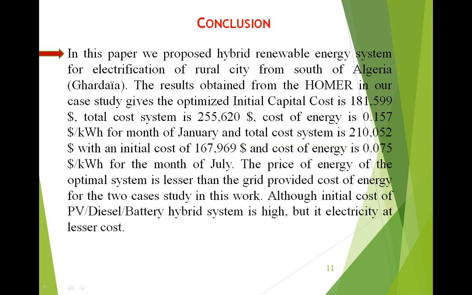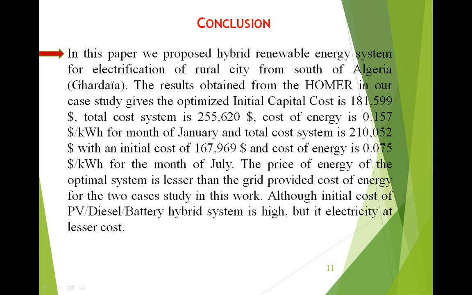In this paper, we proposed a hybrid renewable energy system for electrification of a rural city from south of Algeria. The results obtained from Homer in our case study give an optimized initial capital cost of $181,599. Total cost of the system is $255,620. Cost of energy is $0.157 per kilowatt hour for the month of January, and total cost of the system is $209,952 with an initial cost of $167,969 and cost of energy is $0.075 per kilowatt hour for the month of July.